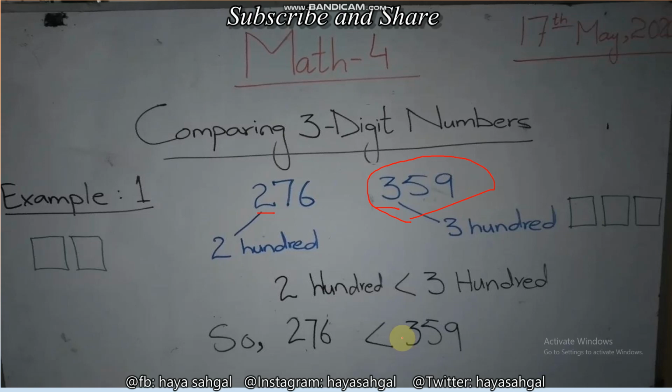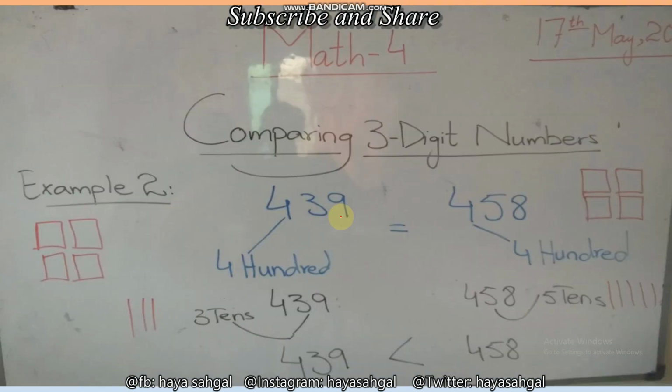Now you understand it. Now one thing more. What if both greatest digits are equal? Here the greatest digit is 400. Here it is also 400. What does it mean? Does it mean that both numbers are the same? No. Only the hundreds are equal over here.